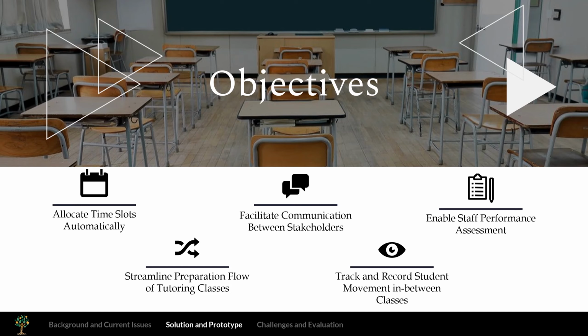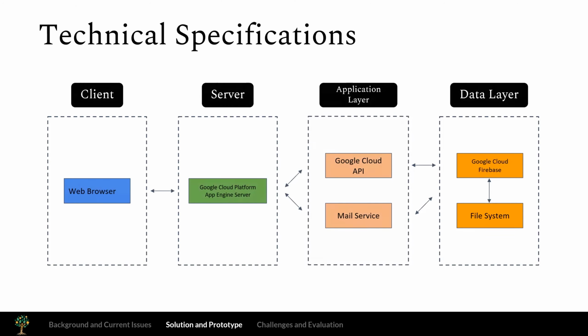Fifth, the website aims to track and record students' movement in between classes. At the same time, it will ensure the number of students do not exceed the quota in each session. In order to create an online platform to facilitate all the aforementioned goals, we have a system of 3-tier architecture.